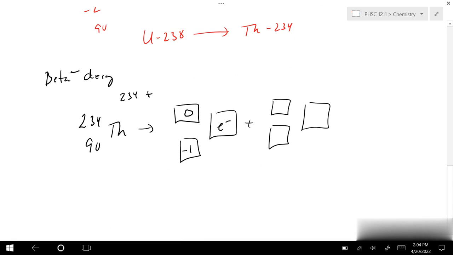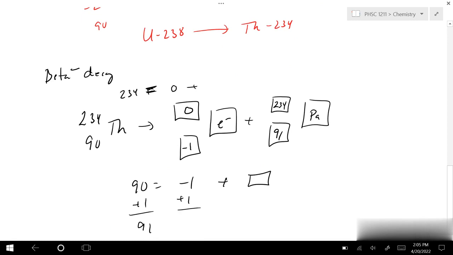So now if I add my numbers, I have 234 equals 0 plus something. So that's 234. And now this is where you have to be careful with the math. 90 is equal to -1 plus something. So I need to add 1. Make sure you're adding 1 to both sides. And I get 91 here. So I have a 91 there. And if you look at the periodic table, we have Pa on the periodic table for 91.